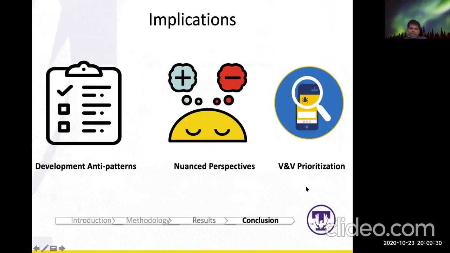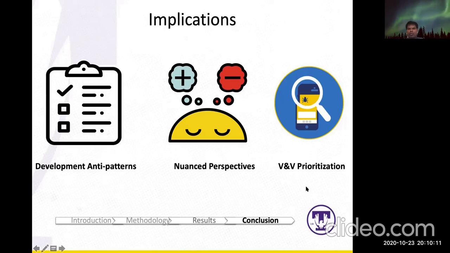So what are the implications of our study? From our empirical study, we have identified a set of development anti-patterns that developers could consider while they're developing IC scripts and managing their IC development process. We observed that there are nuanced perspectives when it comes to what particular development activities could be correlated with defective IC scripts. So adoption and integration of our development anti-patterns into an organization would require deep understanding of the context, the organization that we are thinking of.